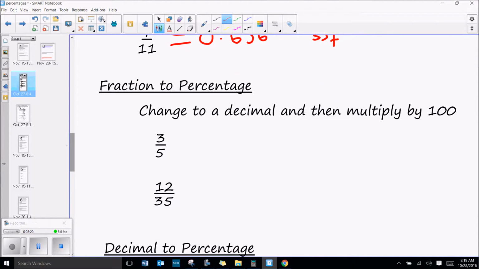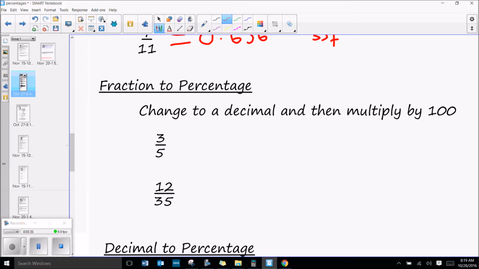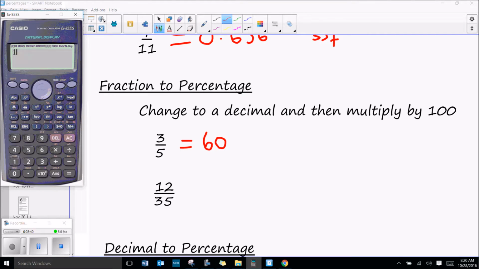Fraction to percentage. We change it to a decimal and then multiply by 100. So 3 divided by 5 multiplied by 100, which gives us 60%. 12 divided by 35 multiplied by 100 gives us, again rounding to 3 significant figures, 34.3.